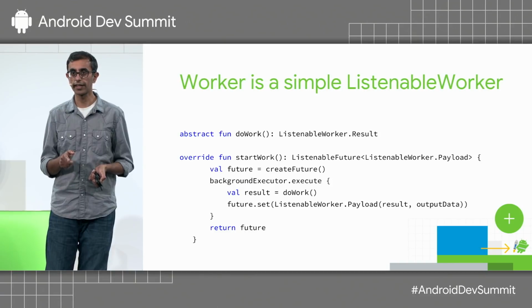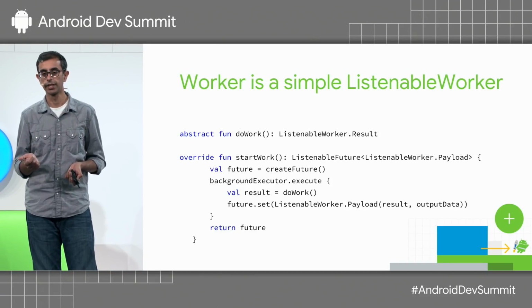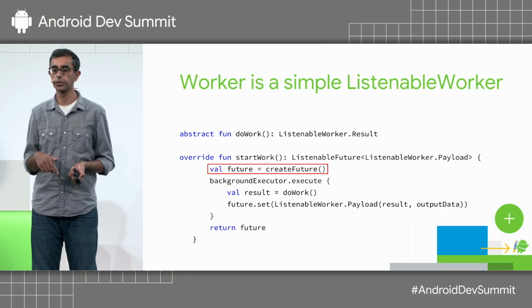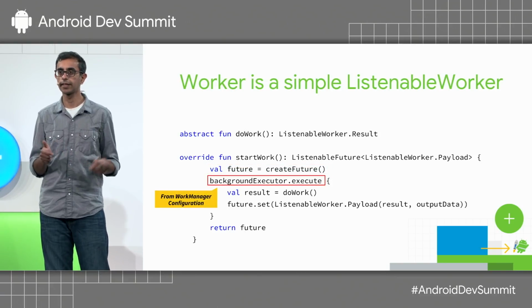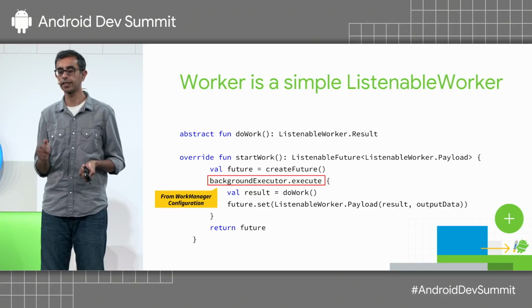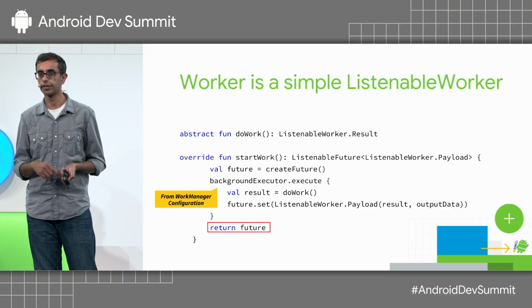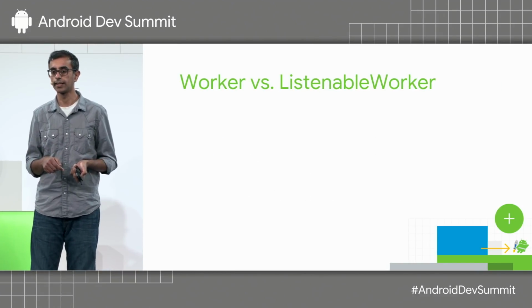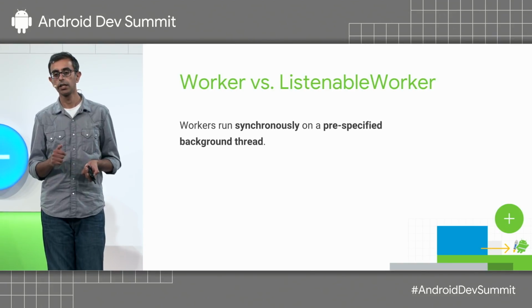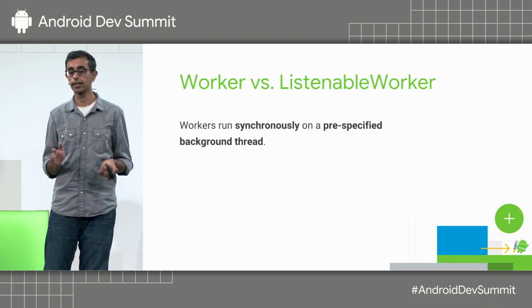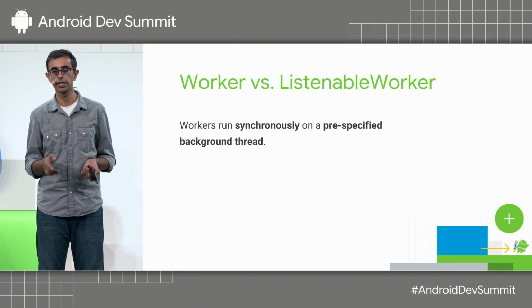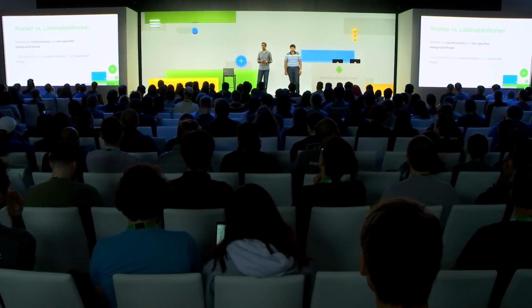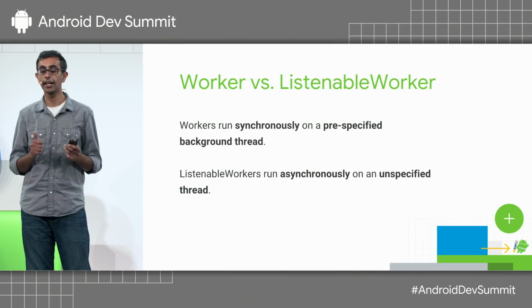What this means is that the Worker class, which is still around, is a simple ListenableWorker. So we've got the doWork method that we talked about. We override the startWork for you. We create a future. On that background executor that I talked about, the one we provide by default, we execute the work. And we, of course, return the future. So now we have two classes, Worker and ListenableWorker. What are the differences between them? Workers, we consider those a simple class. For most use cases, we think that's sufficient: a class that runs synchronously and on a pre-specified background thread. ListenableWorker runs asynchronously on an unspecified background thread.